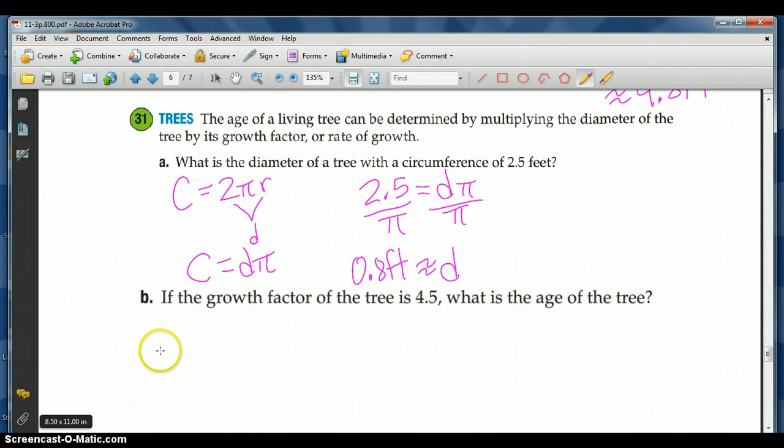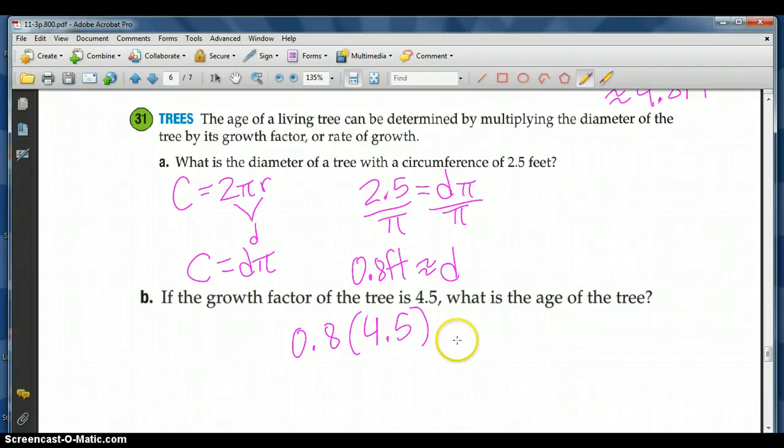Part B, if the growth factor of the tree is 4.5, what is the age of the tree? And the original directions, it says that you can determine this by multiplying the diameter of the tree by its growth factor. So the diameter times its growth factor gives us 3.6 years.